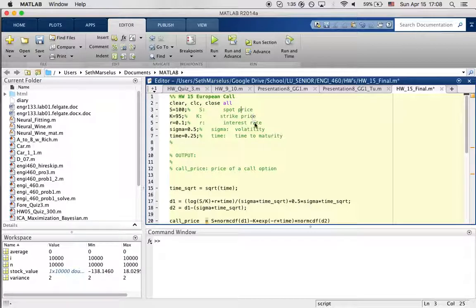And this also includes an interest rate and some volatility and the time to maturity, which is the time from the initial purchase to the time that it can be sold on the market.